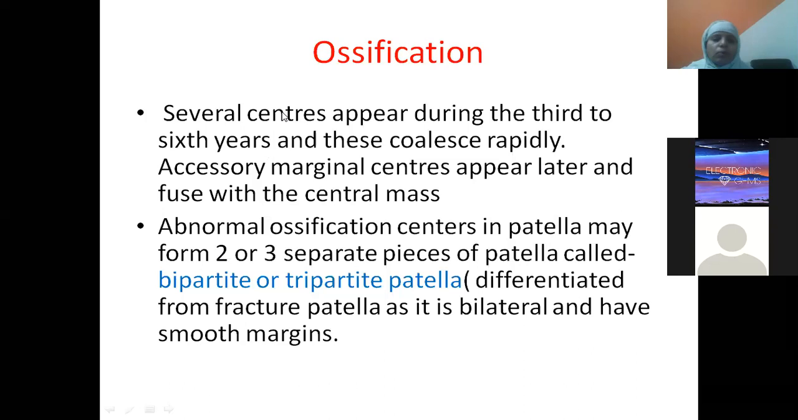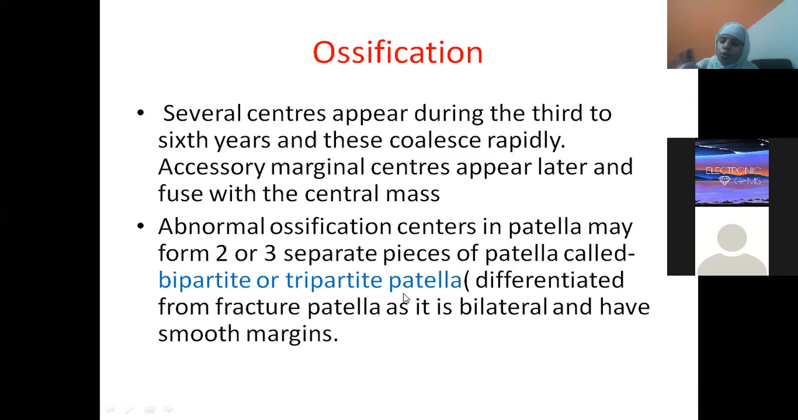It's a sesamoid bone. As the baby starts taking support on the knee and there is some pressure over the knee joint, you will see the ossification centers appearing, in the 3rd to 6th years, and they coalesce rapidly. So sometimes 2 pieces of patella may be seen. In that circumstance, you call it bipartite or tripartite patella.